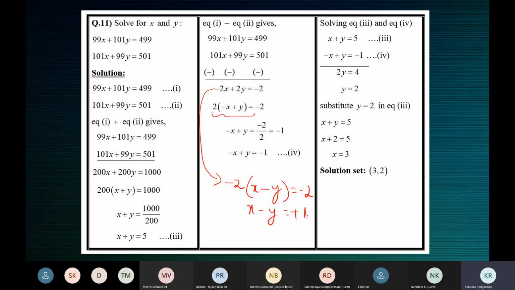So you could have got any one of these 2 equations. If you've taken minus 2 common, then you would have got x minus y is equal to 1. If you took 2 common, then you should have got minus x plus y is equal to minus 1. You can see it on the screen. Children, the answer is on your screen. Please check your steps.